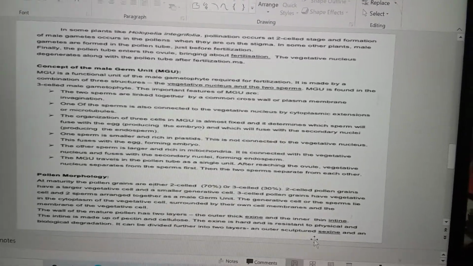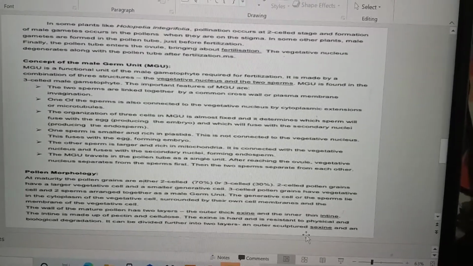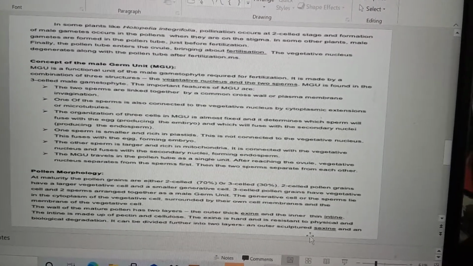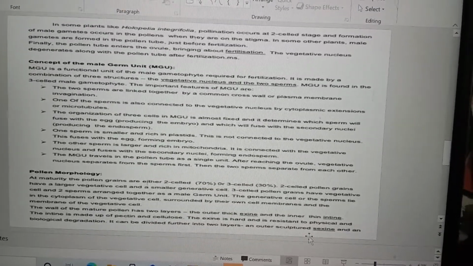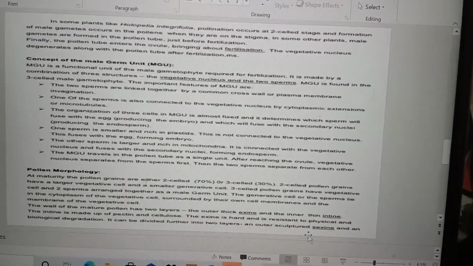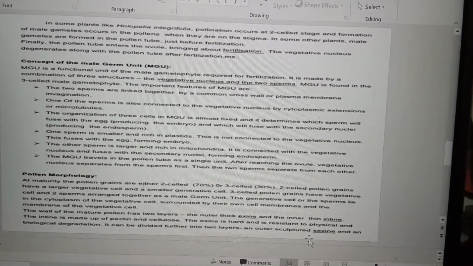Then, the concept of the male germ unit. What is the male germ unit? The male germ unit is a functional unit of the male gametophyte required for fertilization. It is made by a combination of three structures: the vegetative nucleus and the two sperms. You can say two sperms or the two male gametes.